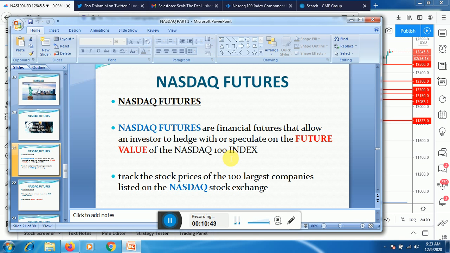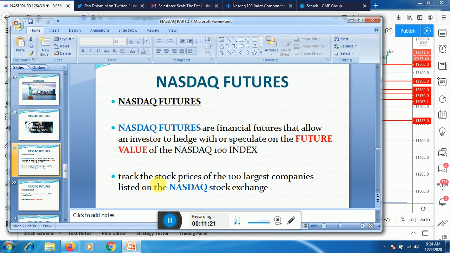So they are predicting whether the NASDAQ 100, at a future time, will be trading at a certain value. Those contracts are listed for a certain period of time, and then they have an expiration date. After that expiration date, a new contract is introduced, and so forth. So they predict the future value of the NASDAQ 100.